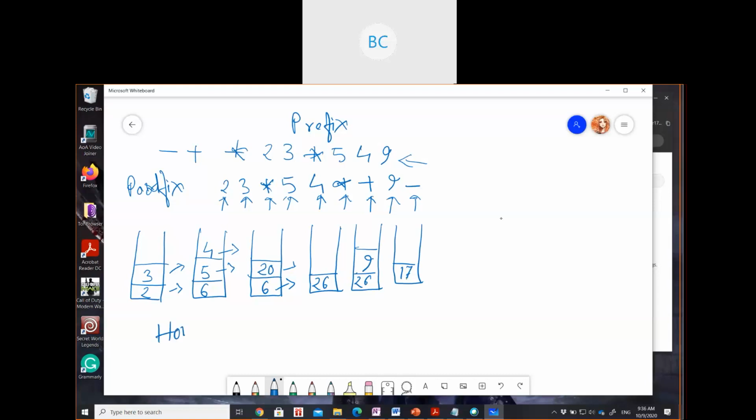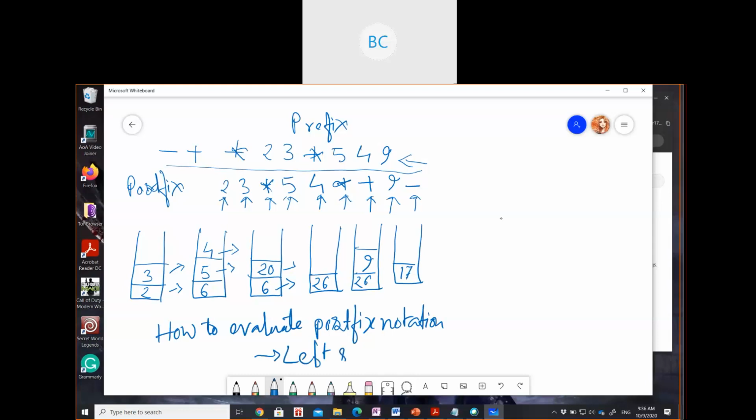This is how to evaluate postfix notation. Okay? And I asked you guys to evaluate prefix notation for this one. And I also mentioned for the prefix, you need to go from the right hand side. So when you evaluate postfix, it will be a left scan. And when you want to evaluate prefix, it will be a right scan. Okay?